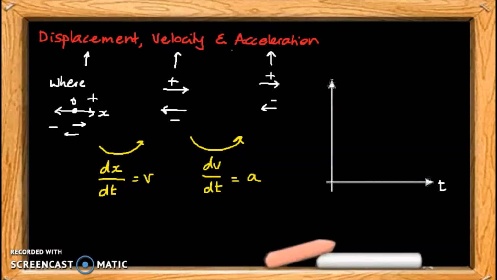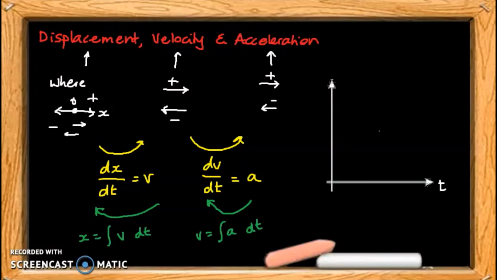Now, if velocity is the derivative of displacement with respect to time, and acceleration is the derivative of velocity with respect to time, then if we integrate or anti-differentiate, we can go back the other way. So therefore, we could consider that velocity was the integral of acceleration with respect to time, or the displacement is the integral of velocity with respect to time.